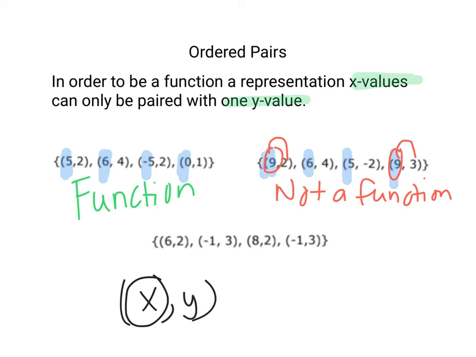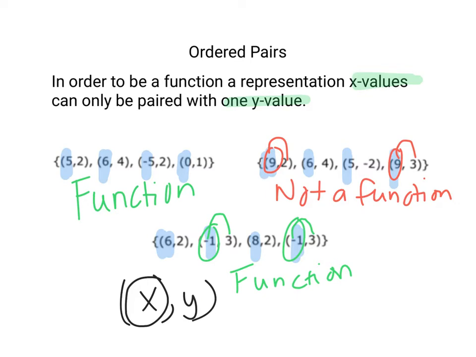So let's look at the last one. I see 6, negative 1, 8, negative 1. So I do see repeating x values here in negative 1. But we have to be careful because remember the definition is one x value with one y value. If we look at the y value, negative 1 is with positive 3, negative 1 with positive 3. That is still the same relationship. That's still the same ordered pair. It's just written twice. So because technically it's not a different y value, this still represents a function.